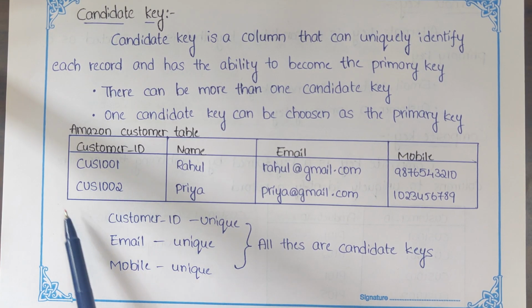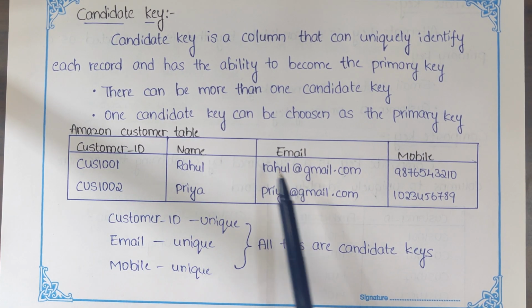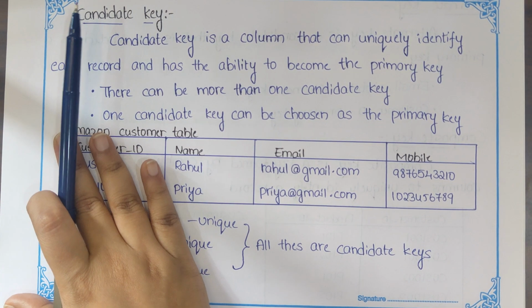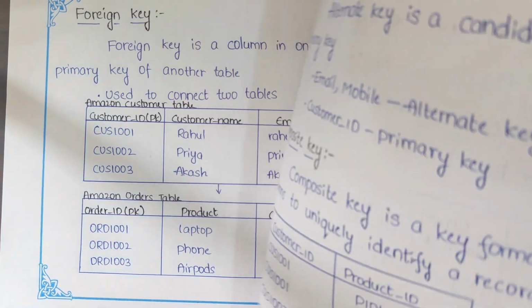So that's why we choose this as the primary key, whereas this email ID and mobile are the candidate keys. Here these three are unique, right? So we consider these three as the candidate keys. Next comes the alternate key.